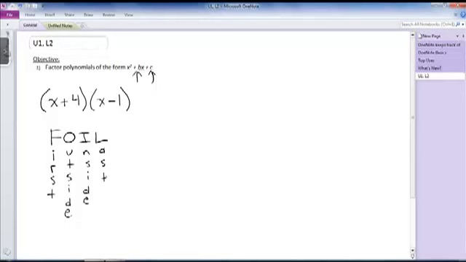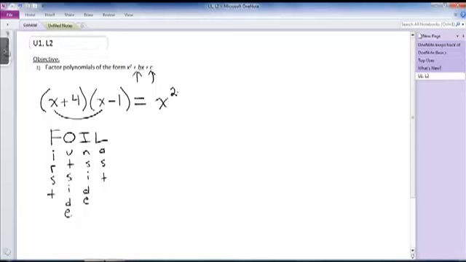In other words, first means let's take the first term in each pair of parentheses. Well, x and x are my first terms. They're first in each pair. So we're going to do x times x. We're going to multiply. Well, that's just x squared.